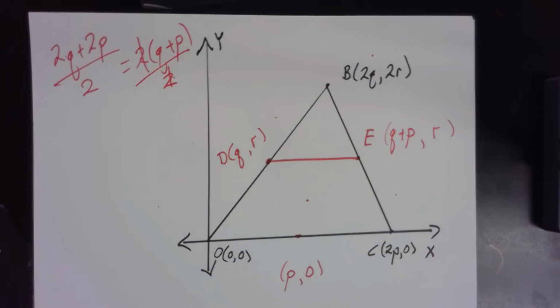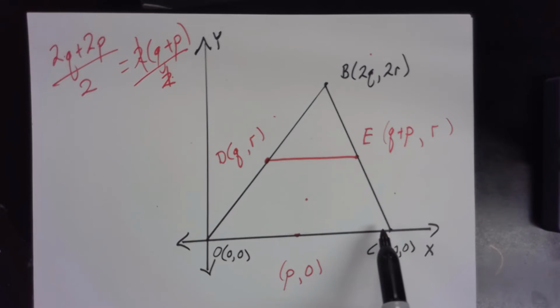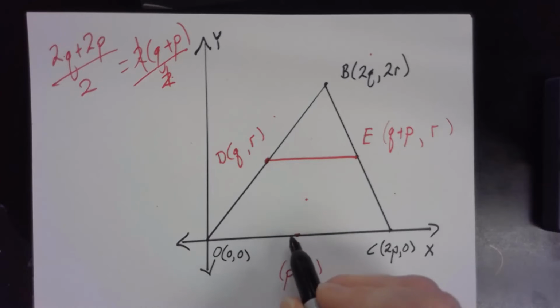Let's think about the slope of this line right here. You guys already know what its slope is? Raiden, what is its slope? 0. Yeah, it's 0. Okay, its slope is 0.